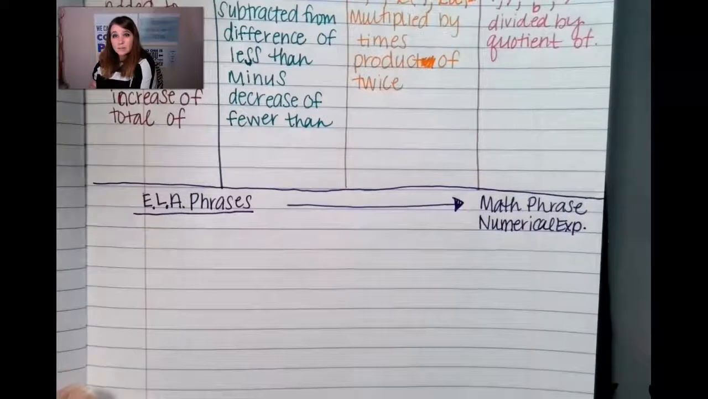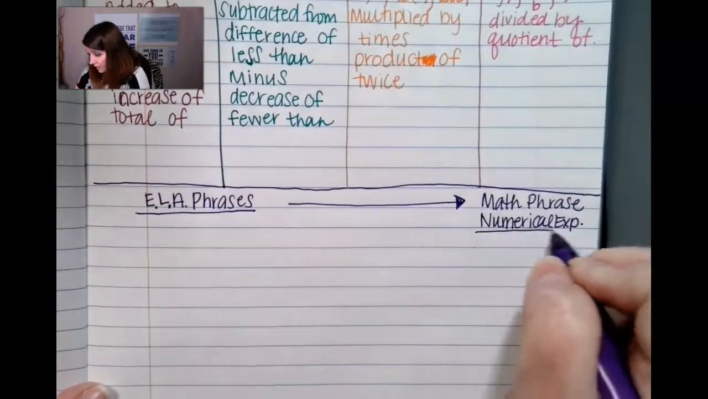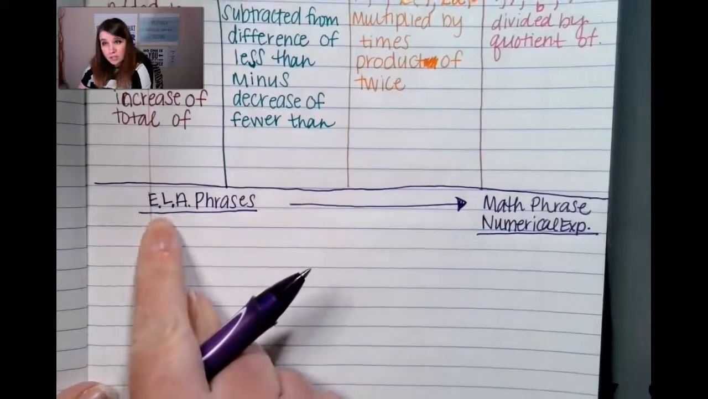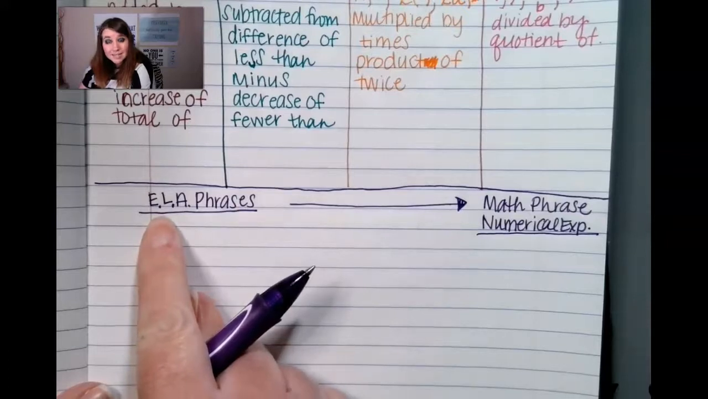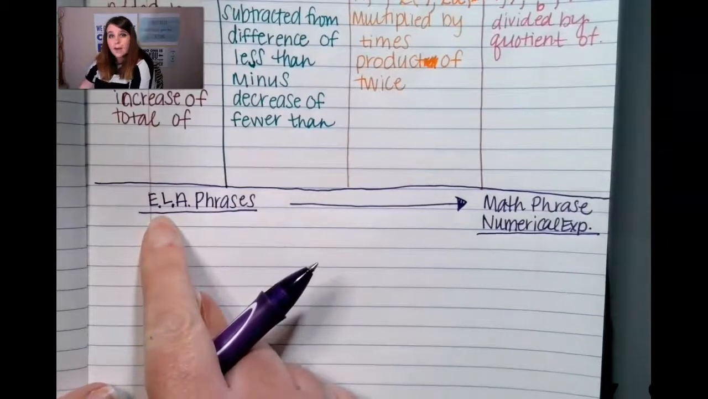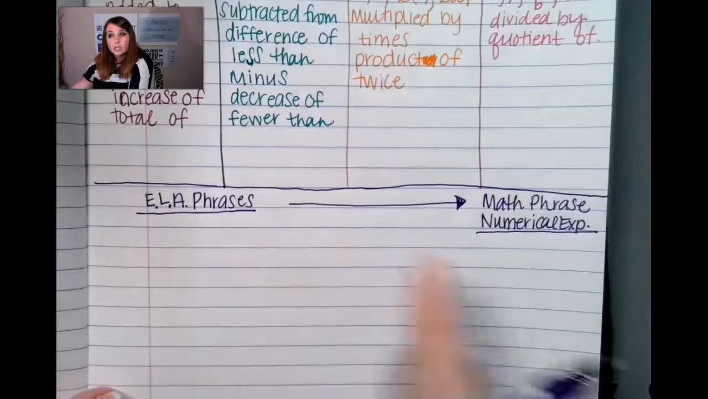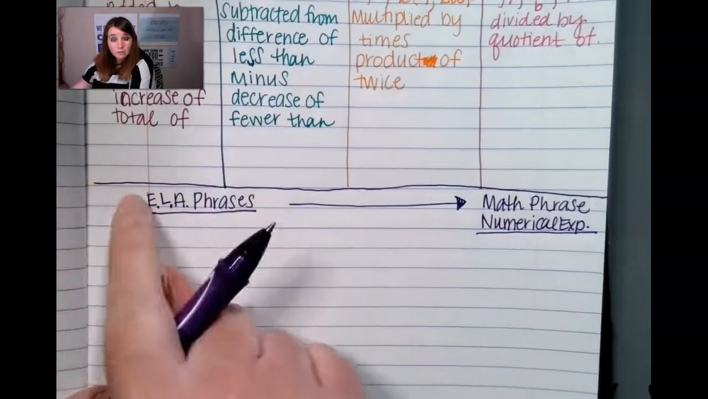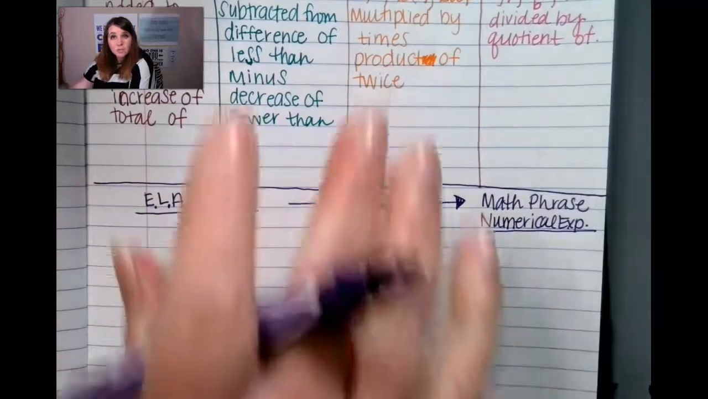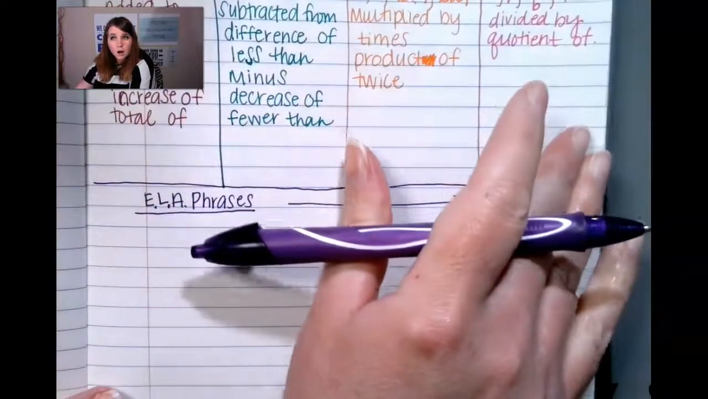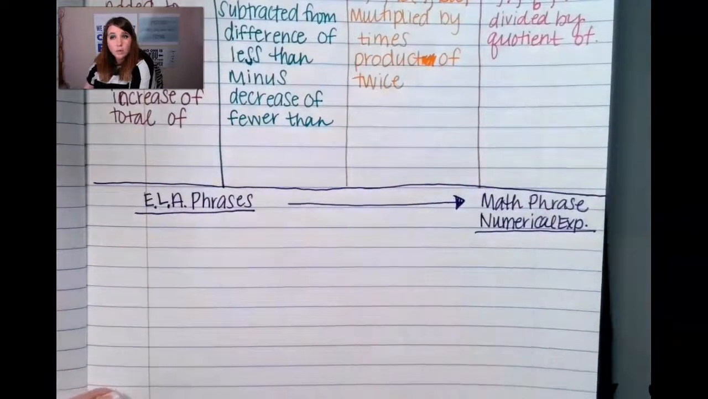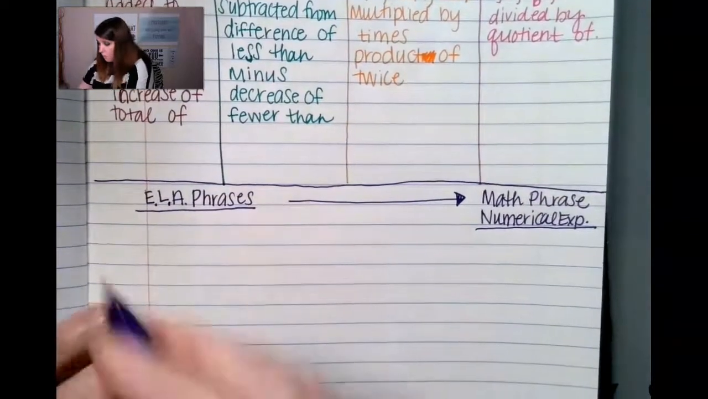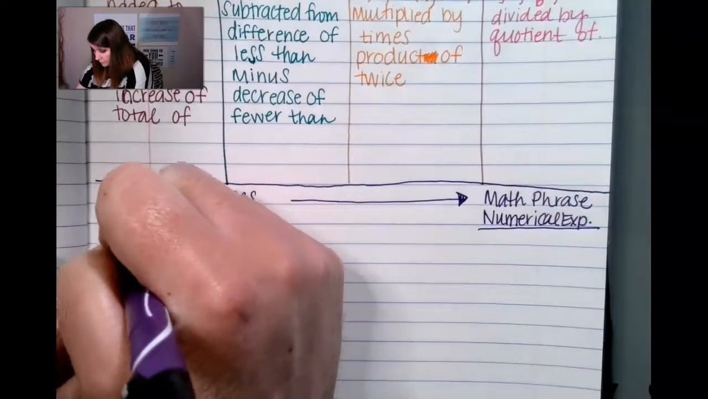Okay, so you're going to be expected to turn it from language arts, which is like a sentence that you would normally see every day in the real world, to a math sentence. We're going from language arts to math, and you need to know what the words are so that you can do the work. Okay, so let's look at this.